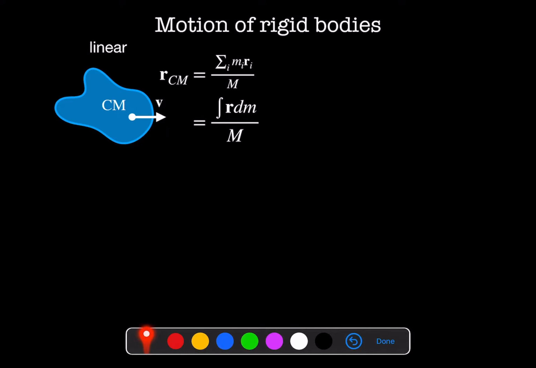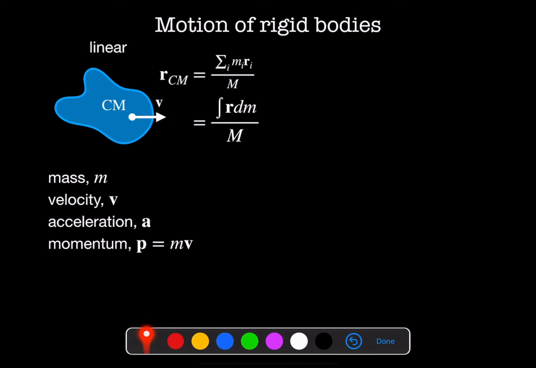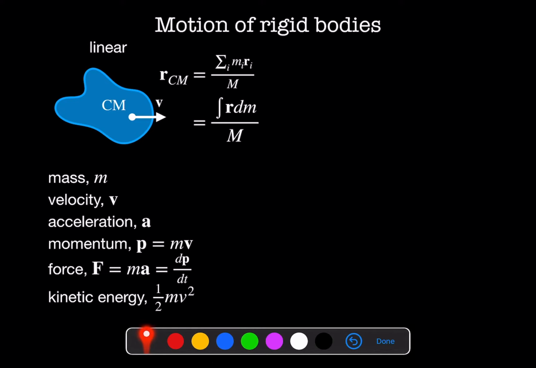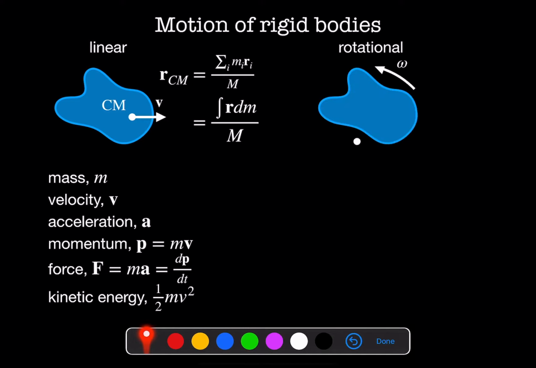For linear motion, the basic quantities we consider are mass, velocity, acceleration, momentum, which is mv, force, which is ma, or equivalently the rate of change of momentum, and kinetic energy, which is 1/2 mv squared. Rigid bodies can also undergo rotational motion. So imagine we have an axle here, and it's rotating at some rate, omega.